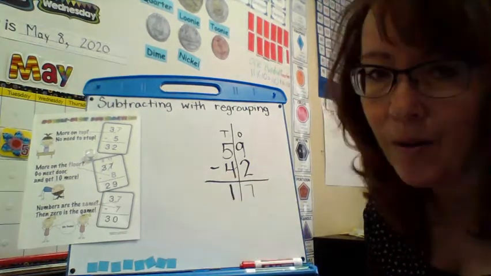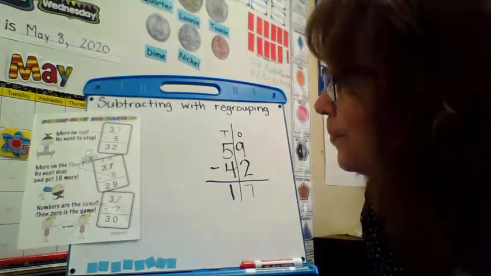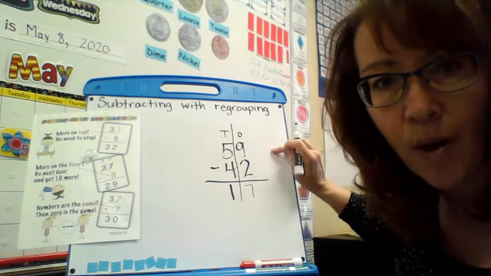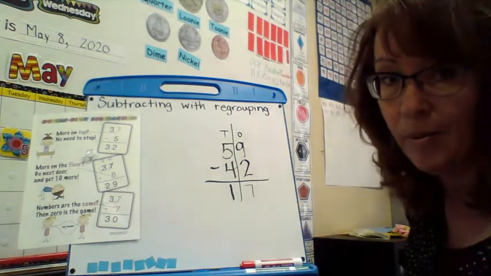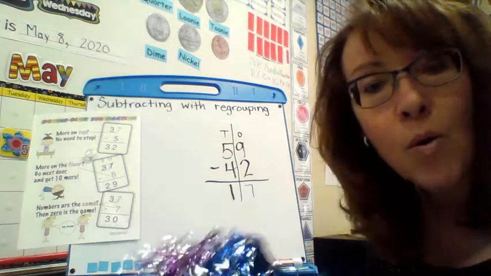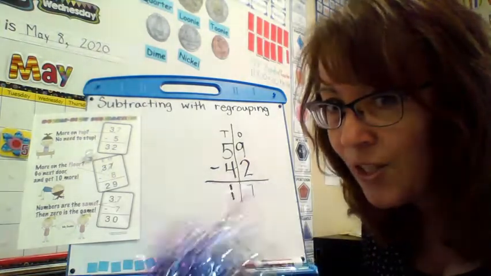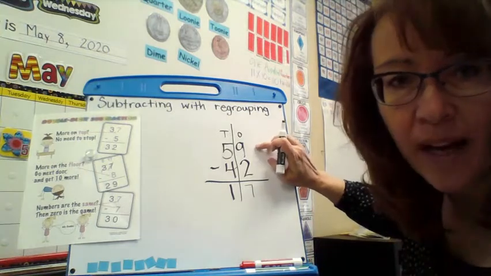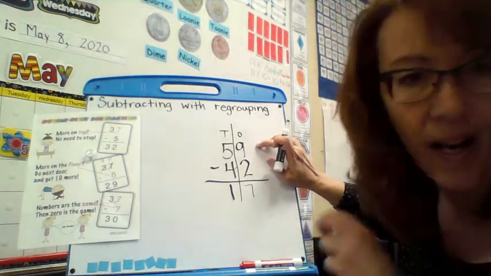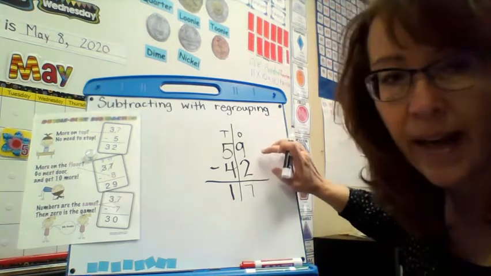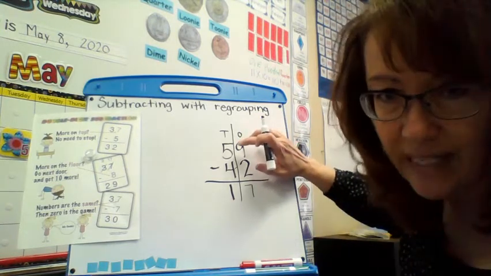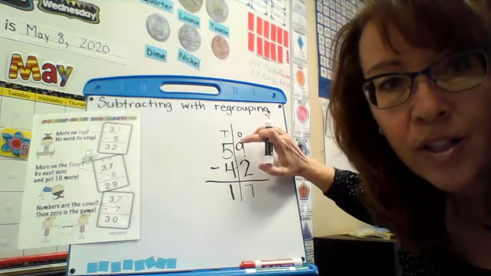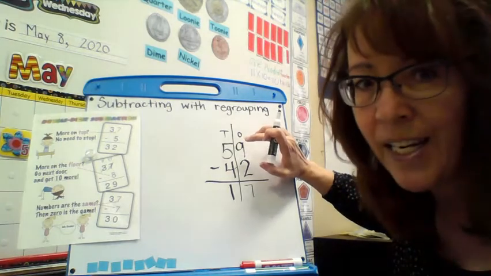I have a little poem here on my chart to help us remember how to do this one. If I have more on top, no need to stop. Can you say that with me? I've got a little pom-pom to help us. Ready? More on top, no need to stop. If I look at my question, in my ones place, do I have more on top? I do. I don't need to stop. I can go ahead and subtract. If I look in my tens place, I have 5, take away 4 tens. Do I have more on top? I do. No need to stop.